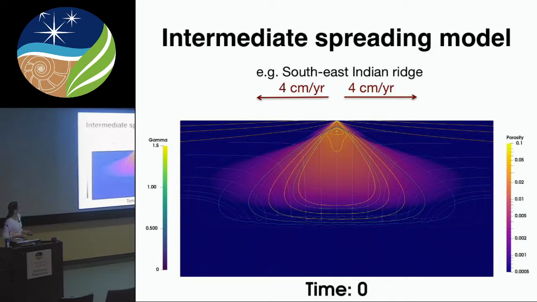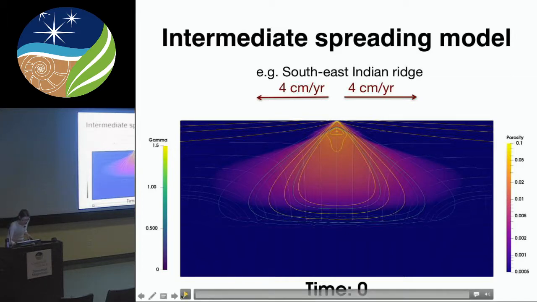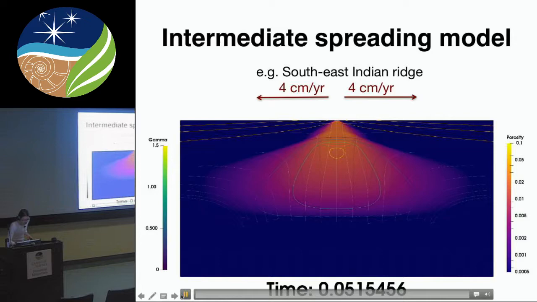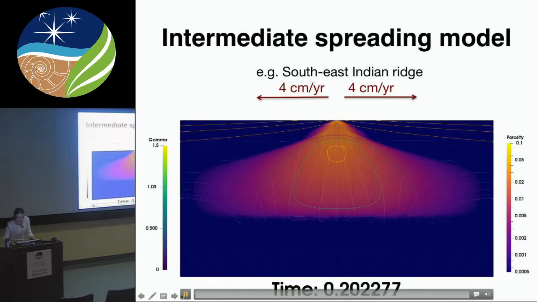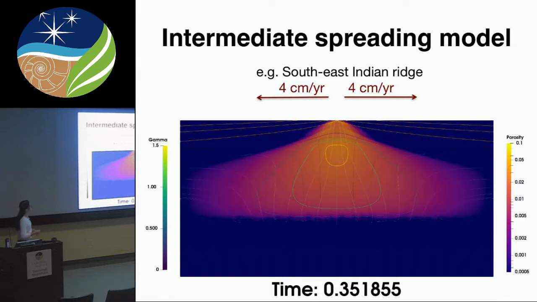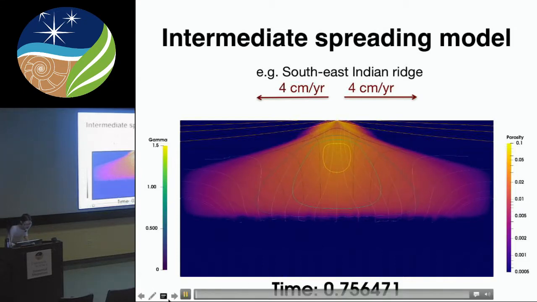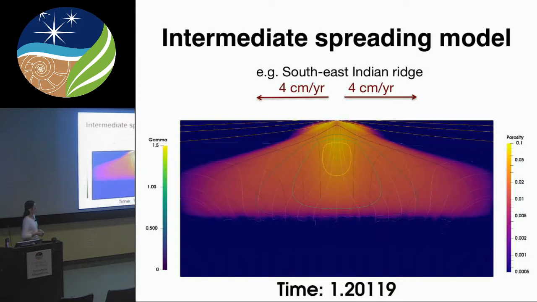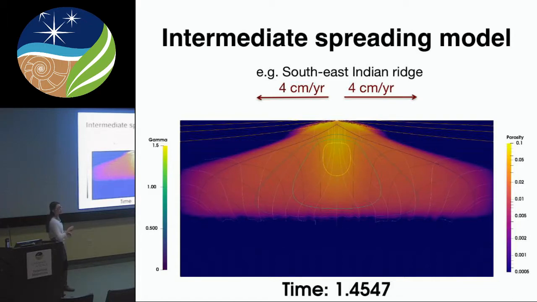So here is an example of an intermediate spreading rate. I hope this works. So what you see is this transient that's evolving. And this is very slow, so I'm going to speed it up a little bit. This is non-dimensional time. One unit is about 25,000 years. Oh, I'm sorry, great question. It's 200 kilometers wide and 100 kilometers deep.